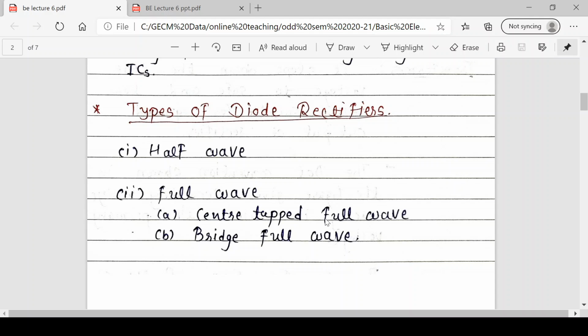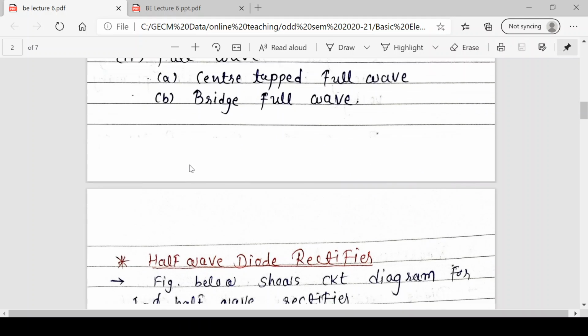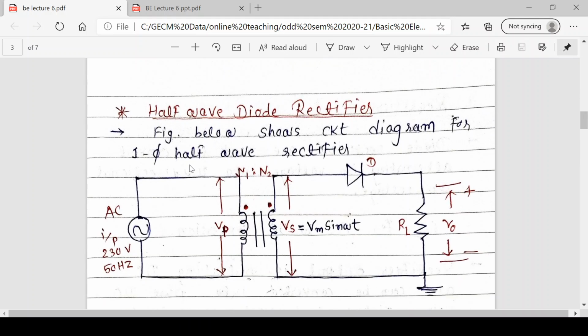First one is center-tapped full-wave rectifier, in which the transformer secondary will be exactly divided at the center to have two half voltages available at the secondary output. And next one is bridge full-wave rectifier, which will use 4 diodes to make a full-wave rectifier. Both of them will provide full wave, but the output voltages and DC levels will be different. We will discuss in detail when that term comes. So let's go for half-wave diode rectifier.